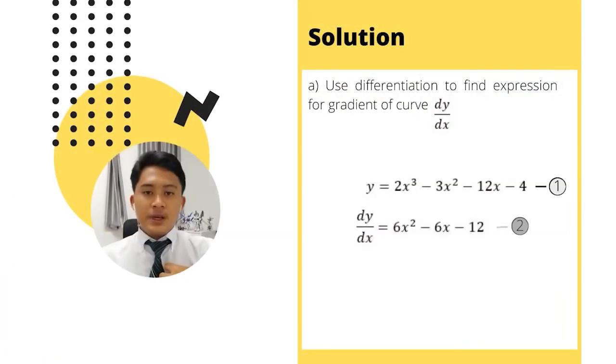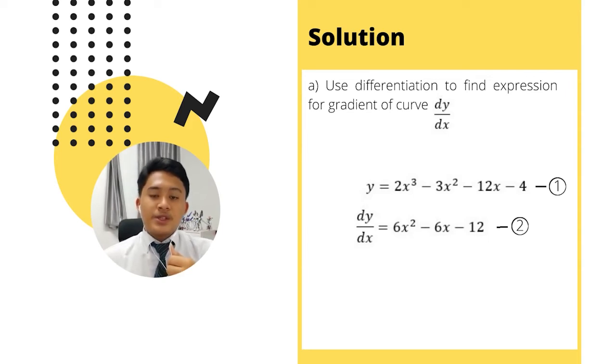Okay, firstly, I will read the question given to group 9. The question is, the graph of a curve with equation y equals 2x cubed minus 3x squared minus 12x plus 4. And firstly, part A is, use differentiation to find an expression for the gradient of the curve, dy/dx.